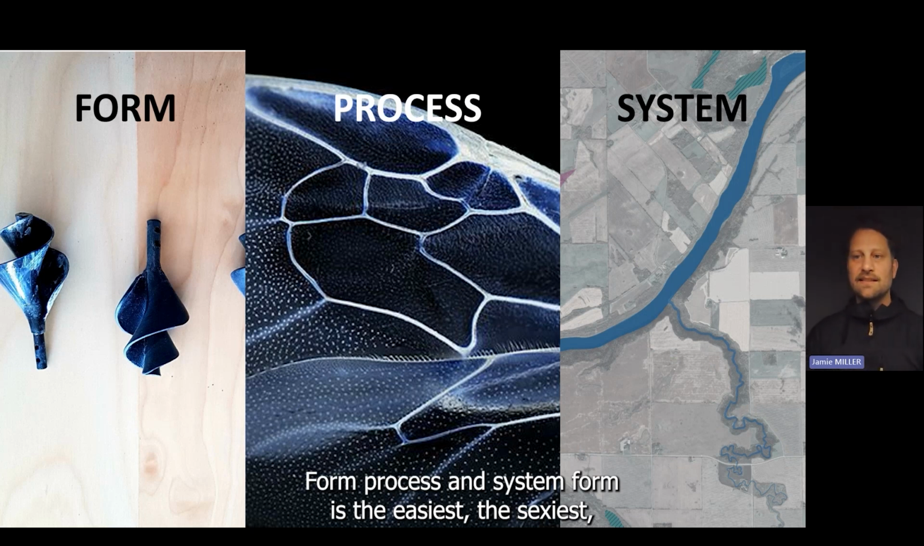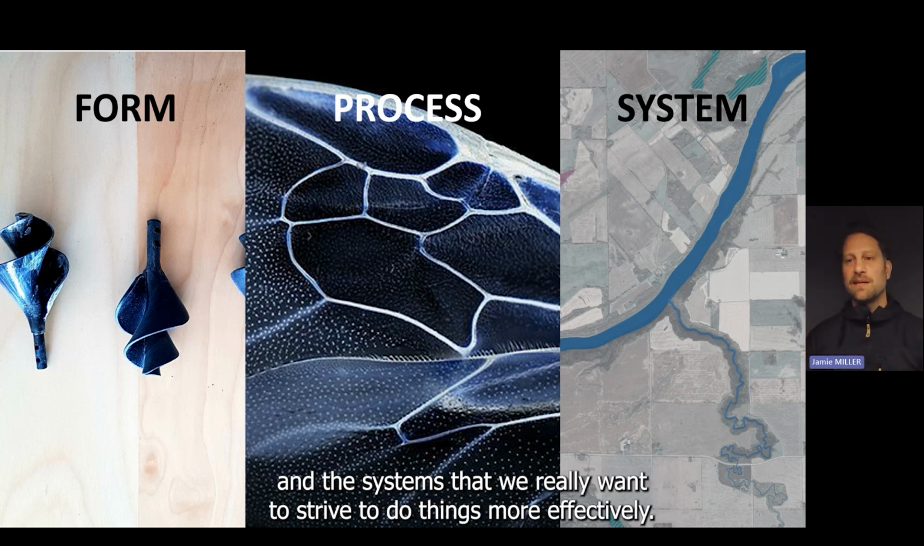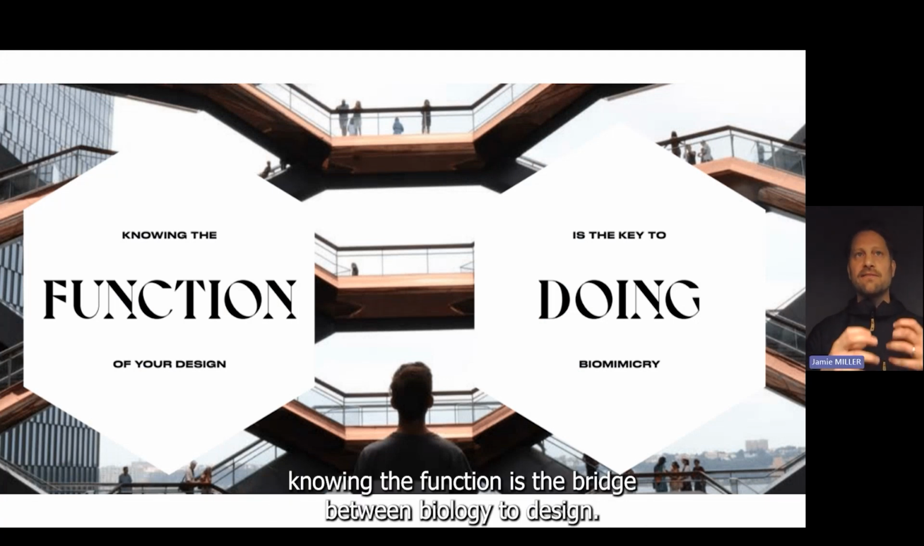Form is the easiest, the sexiest. You can see that translation from biology to design, but it's in the process and the systems that we really want to strive to do things more effectively. The key, though, to doing biomimicry in all of these examples is that we want to know the function that we want to achieve. Knowing the function is the bridge between biology to design.